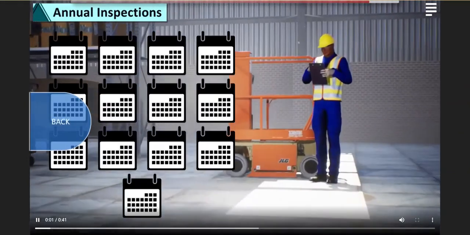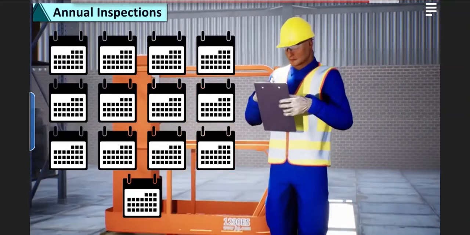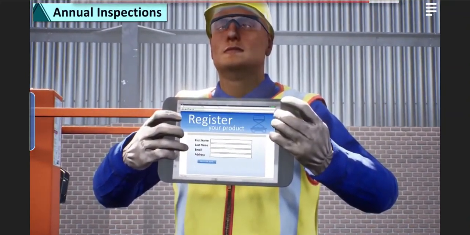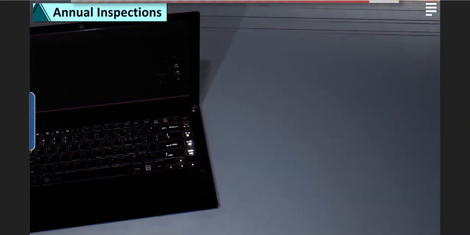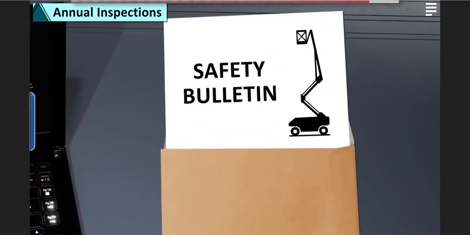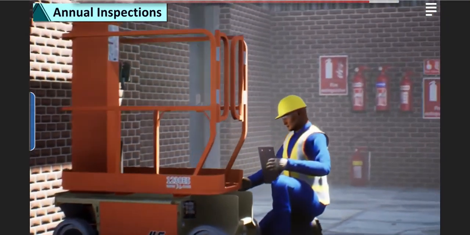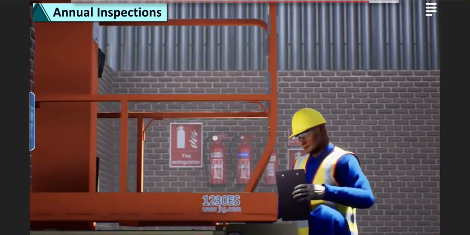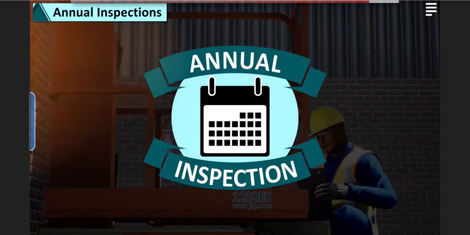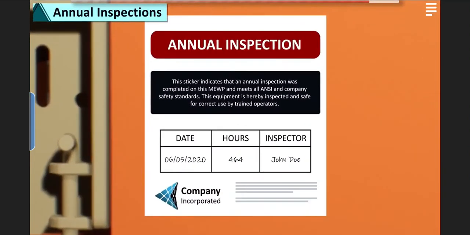At least once every 13 months, there must be a frequent inspection that also includes verifying that the MEWP is registered with the manufacturer, checking that all manufacturer safety bulletins for the previous year were received, read, and addressed, and inspecting any additional items the manufacturer recommends checking annually. This inspection is known as the annual inspection, and the date must be properly recorded on the MEWP.